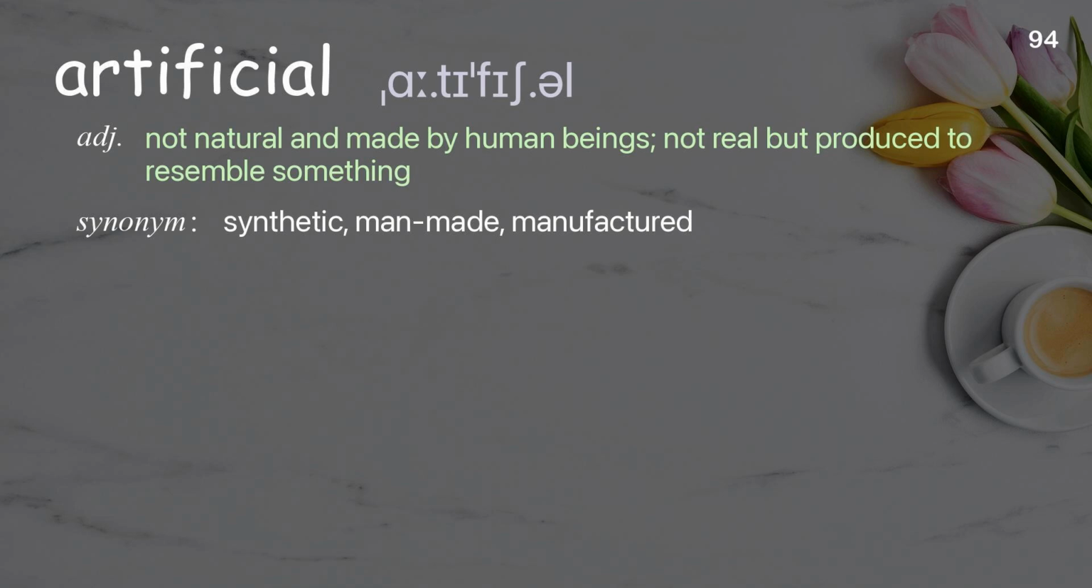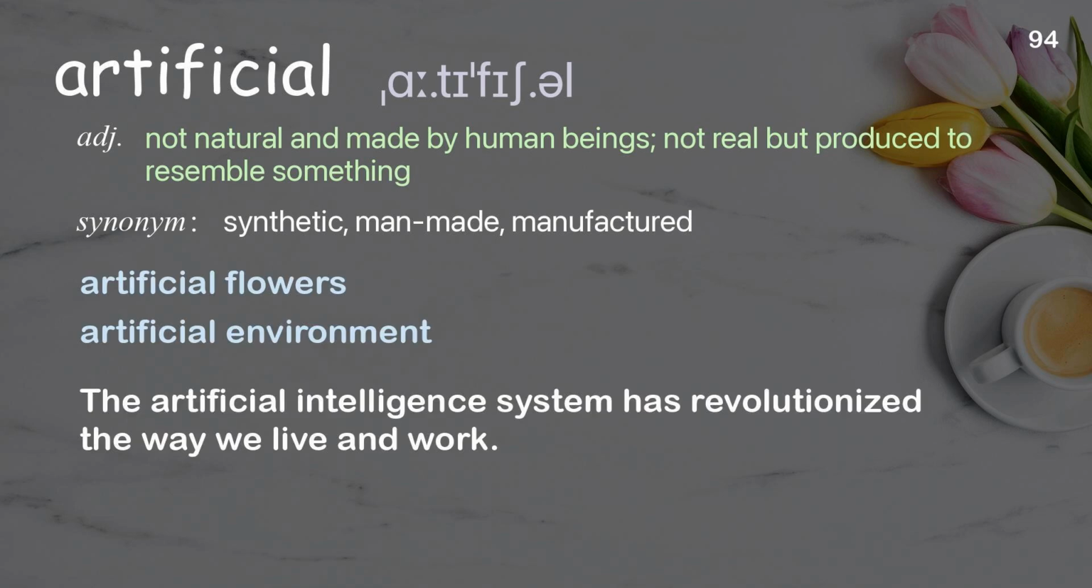Artificial. Not natural and made by human beings, not real, but produced to resemble something. Examples: artificial flowers, artificial environment. The artificial intelligence system has revolutionized the way we live and work.